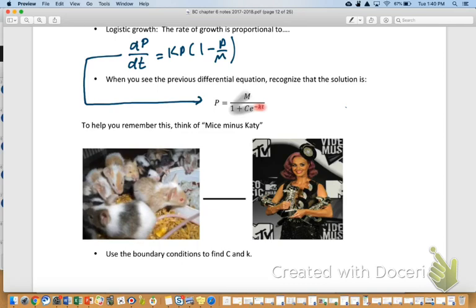Mice. So that's the point there, simply to help you remember mice minus Katie, and you get to where you need to go. Then you'll get some information about the boundary conditions C and K. Not that much different than what we did with the exponential growth and decay, and you're off and running. And we'll do some examples with those. Justin brought up a good point with the whole halfway to the carrying capacity thing. There will be a few other things we'll bring up that will help us with that.